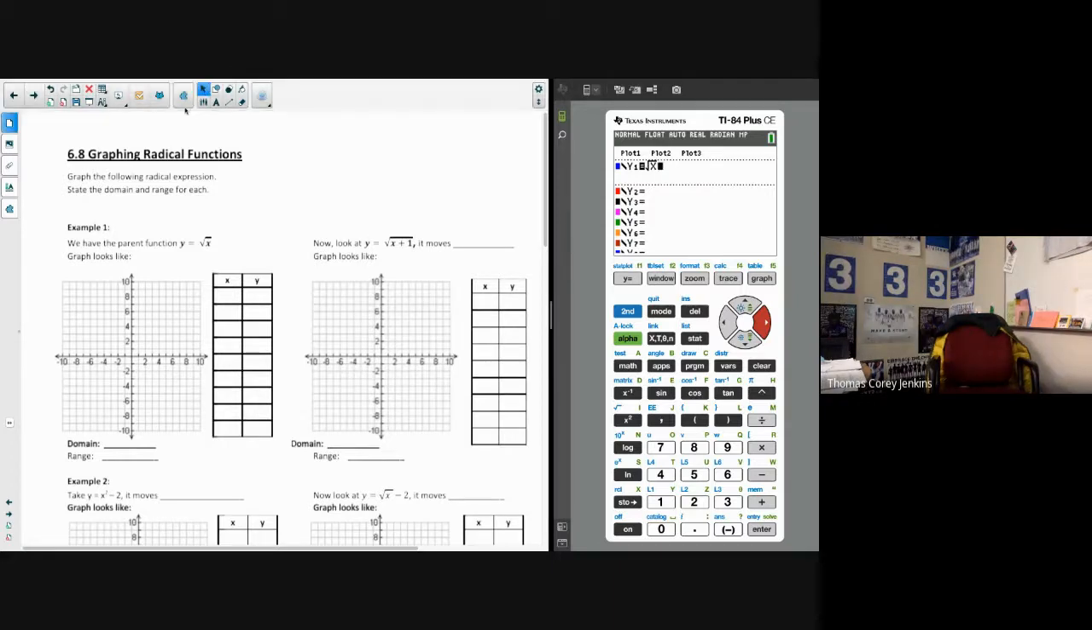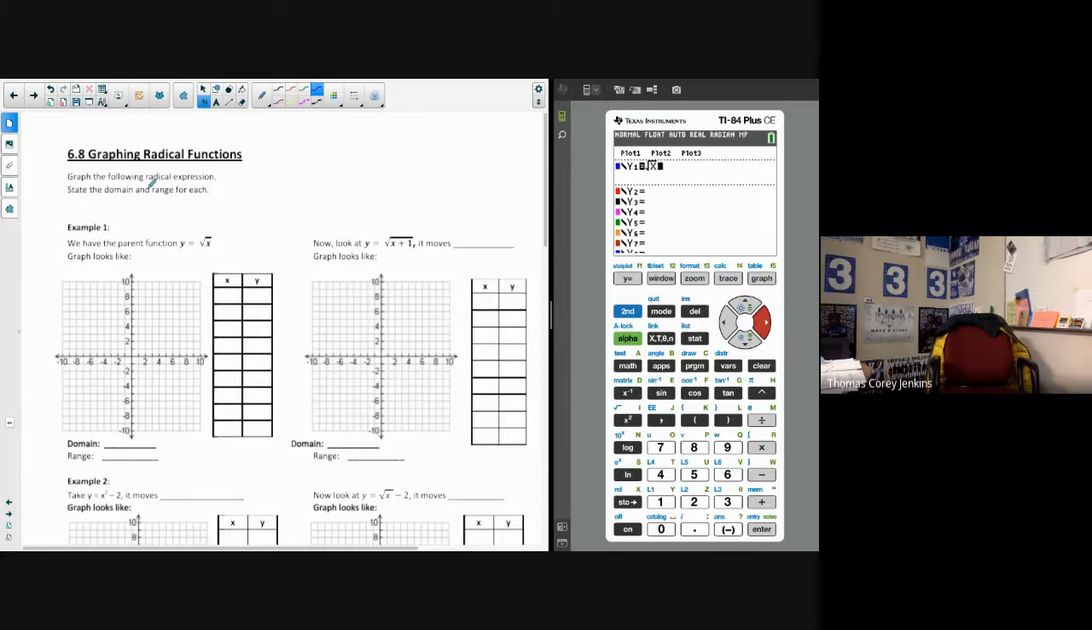So remember, you'll have a test coming soon over the second half of the chapter, which would be sections 6.5 through 6.8. And this lesson in particular, 6.8, is all about graphing radical functions. Okay, so with that said, we will just get right into it. We're going to be looking at the graphs of radical functions and their domain and range.